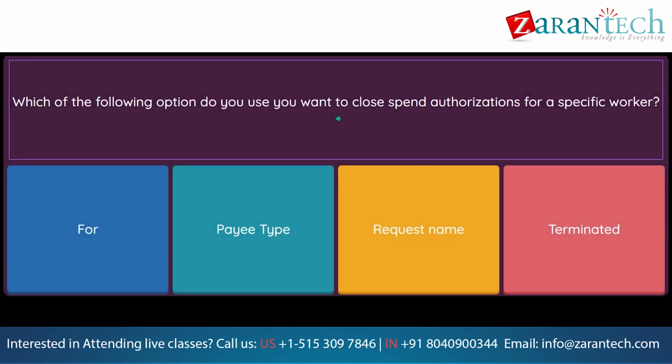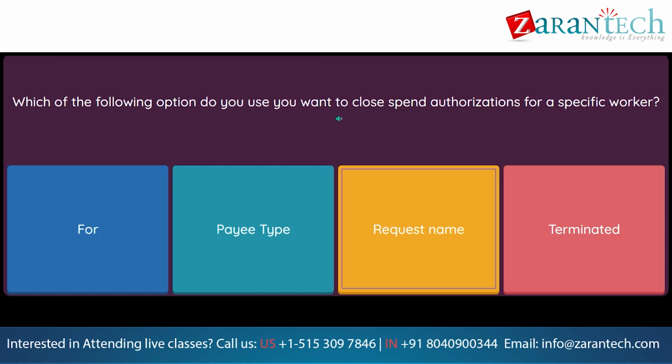Question: which of the following option do you use if you want to close spend authorizations for a specific worker? Option 1 4. Option 2 payee type. Option 3 request name. Option 4 terminated.